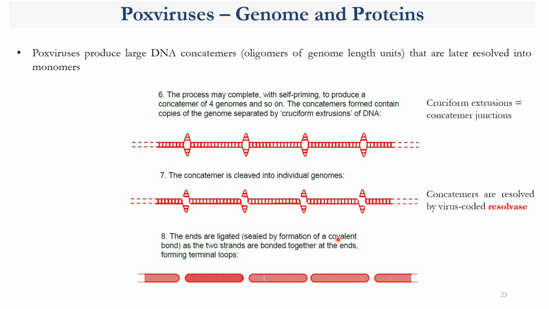Then what? Let's pick someone from this side. Who wants to tell me? Okay, your DNA polymerase uses the hairpins as a primer. It will synthesize a new strand of DNA.